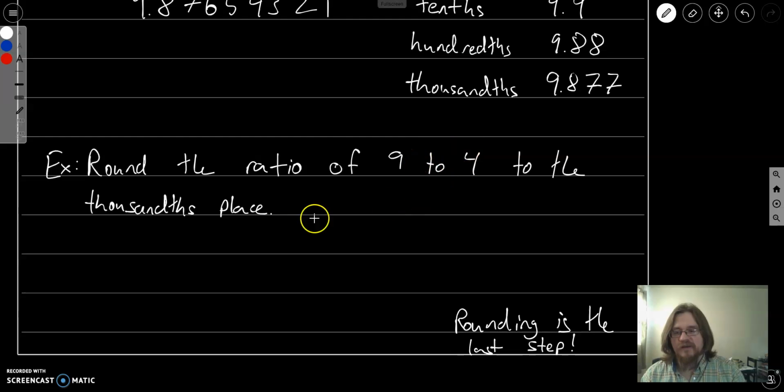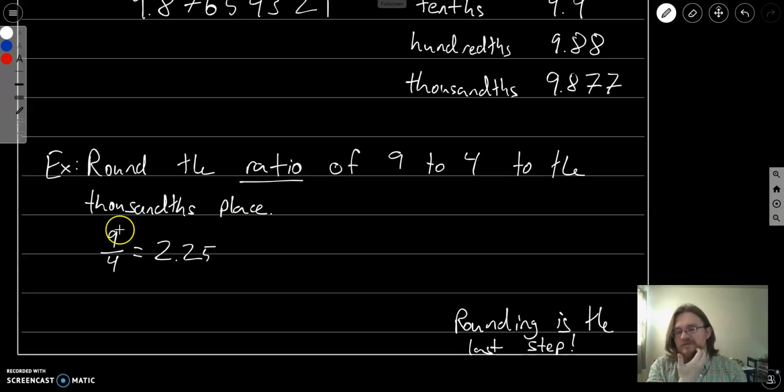So let's look at the ratio of 9 to 4. Okay, again, a ratio means that we're just going to divide. So I'm just going to take 9 divided by 4, and if we plug this into a calculator, we will end up getting 2.25. And we want to round this to the thousandths place. So again, thousandths place, that's 3 places after the decimal. So I have to round 2.25 to the thousandths place. Well, there isn't even a thousandths place, is there? We've got a tenths and a hundredths, but no thousandths. Luckily, there's a solution to this. What I can do is, if there aren't any numbers after this, I can just add a 0.